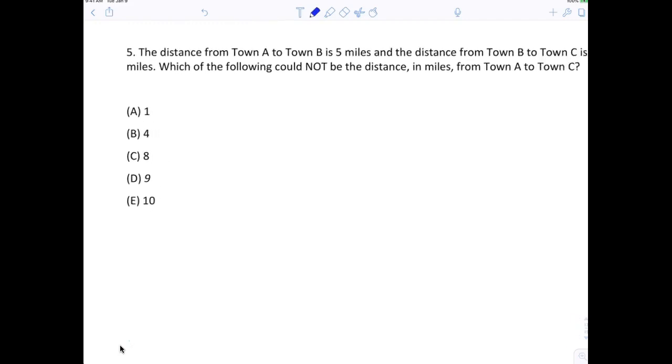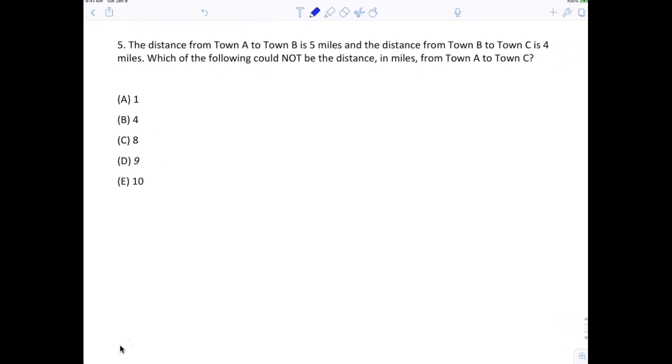Number 5. Ooh, these only were for the thinkers. This was only for the thinker. What? A. E. What did you get? B. What? E. Why?